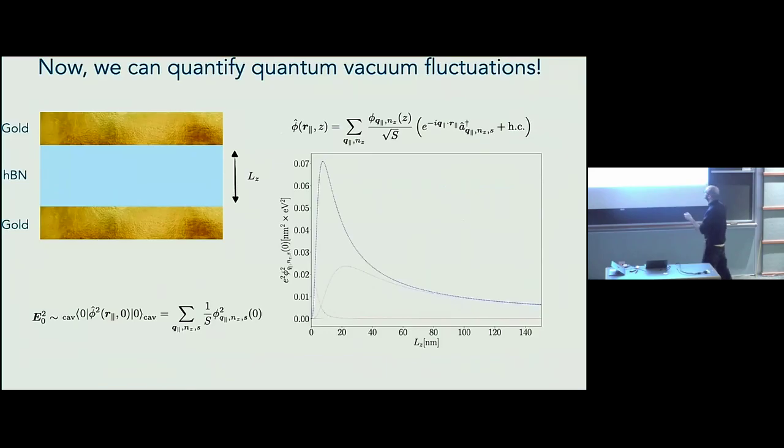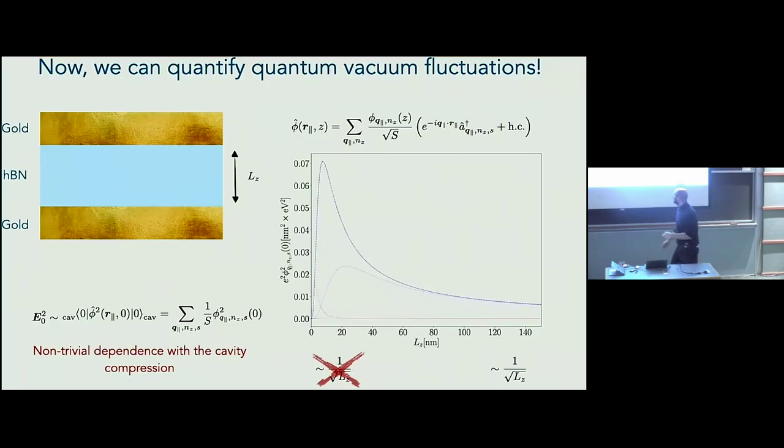And these are the vacuum fluctuations. Blue is for the upper Reststrahlen band, red is for the lower. And you can see that as long as you squeeze the cavity, for very long cavity size, you get this naive expectation 1 over square root of L_z, and then you get saturation, and after a critical value, the fluctuation goes to 0. So it's convenient to squeeze a cavity until it's no longer convenient. So there is a minimal size.